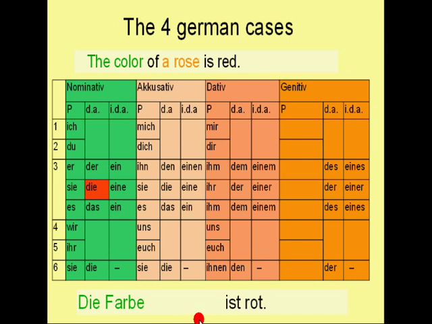Now let's try to do the same in the dative case. How would you translate it this time? If you remember, you would use the preposition von, and you also need to use the indefinite article for female nouns in the dative case, which happens to be the same as in the genitive case, einer, but this time the sentence would read, Die Farbe von einer Rose ist rot.